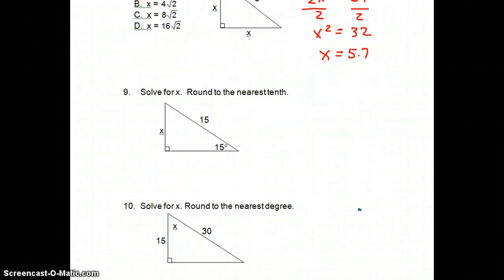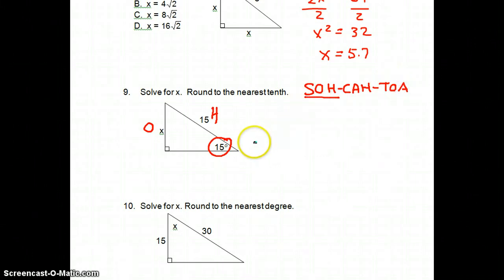Number 9, solve for x, round to the nearest tenth. Okay, this looks like a trigonometry problem since we've got the angle. So let's circle the angle. Hypotenuse is crossing the right angle, and this is on the other side, opposite. We remember our mnemonic, so SOH CAH TOA. So we're going to use this one.